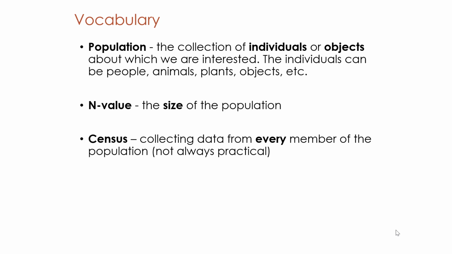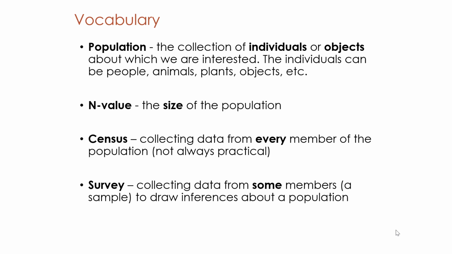You're going to measure something from that sample, and a measure that comes from that sample is called a statistic. A statistic is just a number that describes a sample. Collecting data from everybody is called a census. We draw some inferences about the population from that statistic. A parameter is a number that describes the population, typically an unknown quantity.